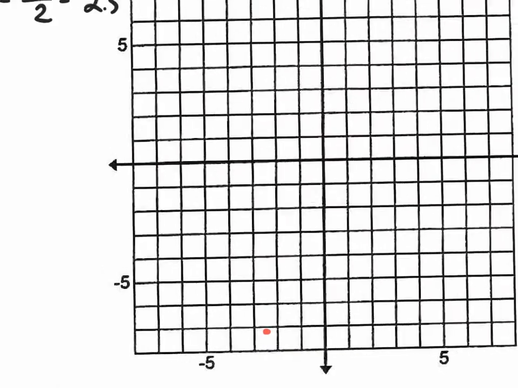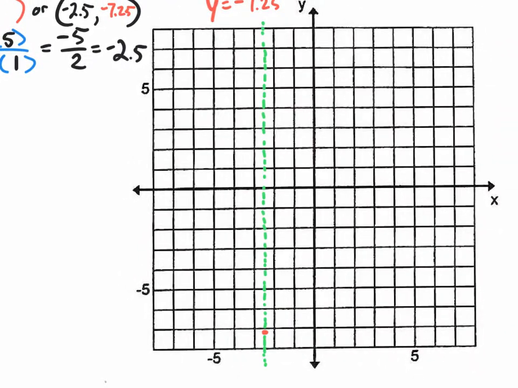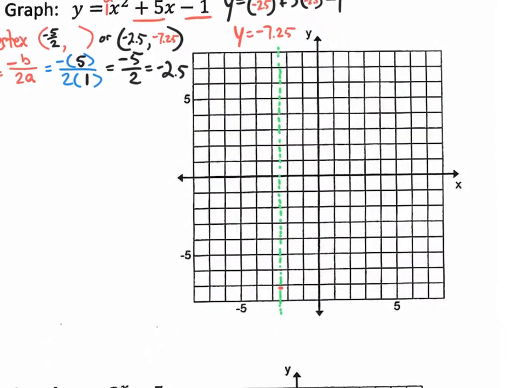And whenever you draw your vertex, we draw an axis of symmetry right through it. So let's do that next. Now, if someone were to ask you what that axis of symmetry equation is, it would be x equals the x value of your vertex, which is -5/2, or you could say x equals -2.5. That's the vertical line called the axis of symmetry.